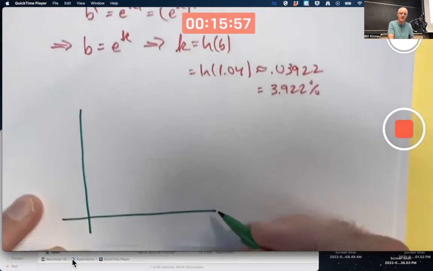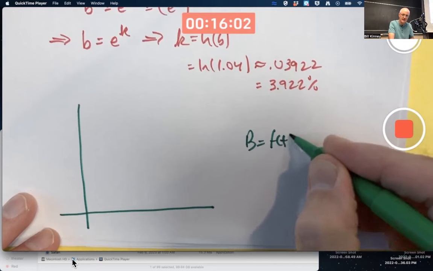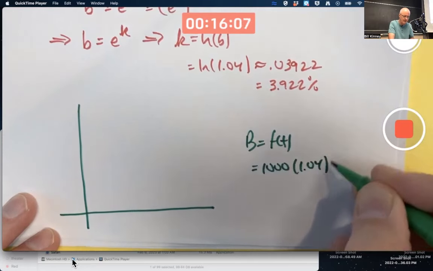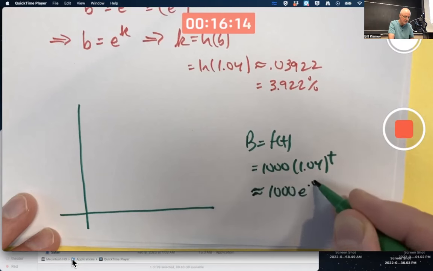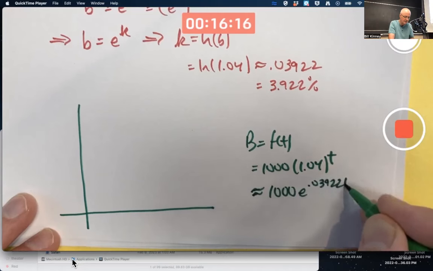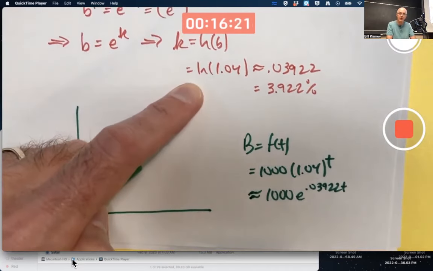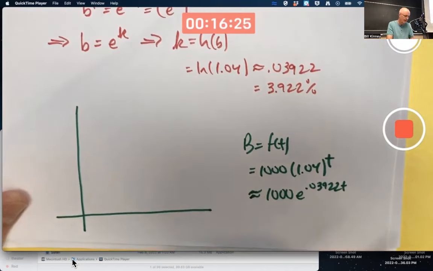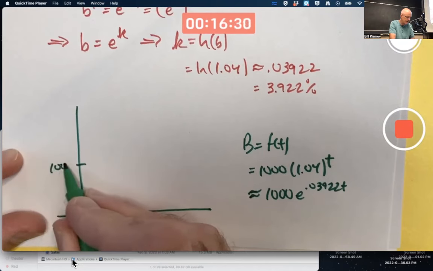But I'm going to pretend I'm drawing the graph of this function. B equals f of t equals 1,000 times 1.04 to the t power, which indeed is equal, at least approximately, to 1,000 e to the 0.03922 times t power. We've just confirmed, because k is natural log of 1.04, that these two things are approximately equal. On this graph, which again, I'm going to exaggerate the scales here.